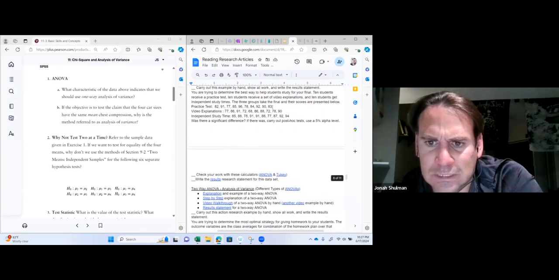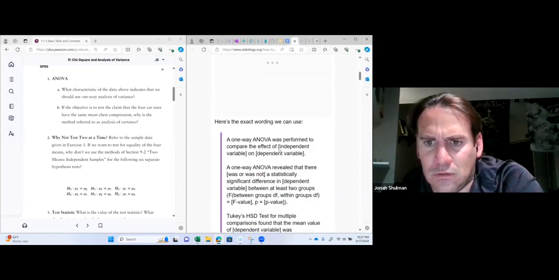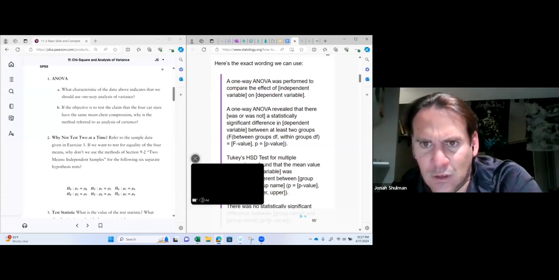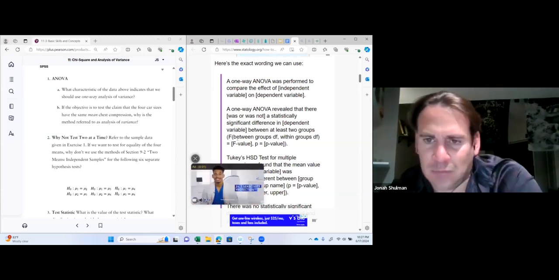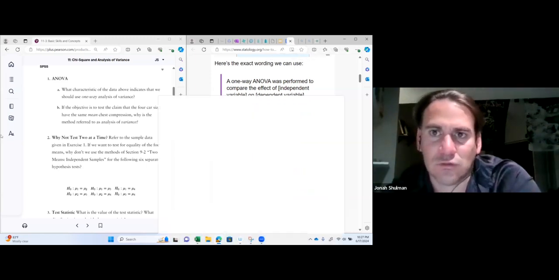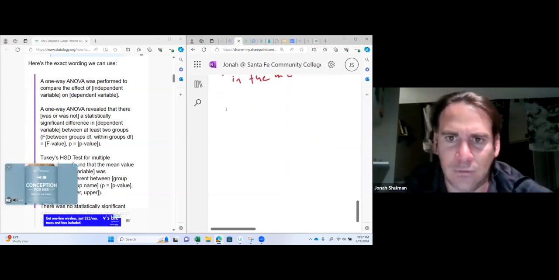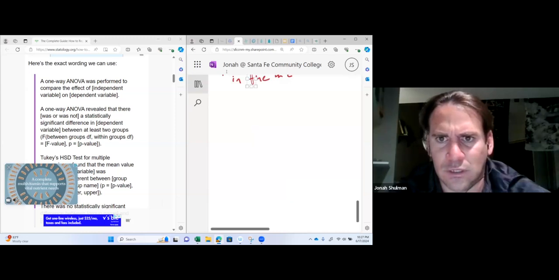I would recommend you just clicking this button and seeing how you write the results section. Here it is. A one-way ANOVA revealed that there was a statistically significant difference of chest compressions between at least two of the groups. I think this is the most important part. This is how it's shown in research. So I might as well write this for you. And I will type it very poorly. Sorry.